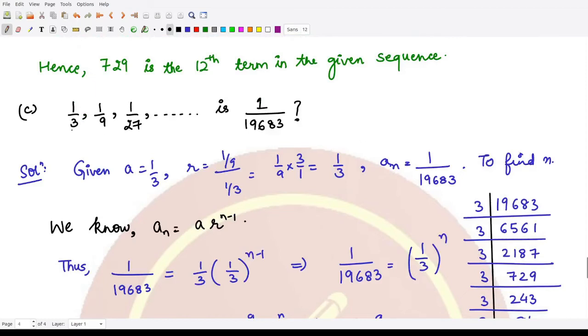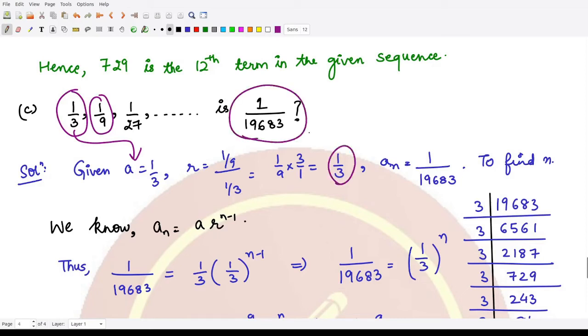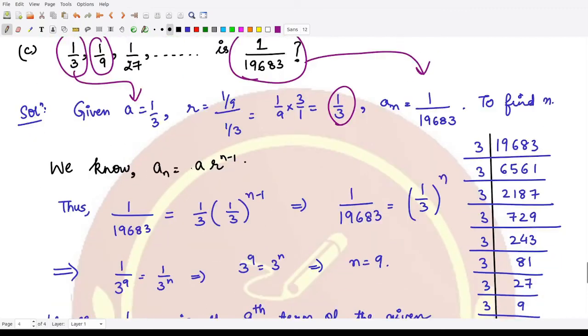For the third part, we are given the first term as 1 by 3. We can calculate the common ratio by dividing the second term with the first term. So we have 1 by 9 divided by 1 by 3, which comes out to be 1 by 3. And this is our nth term. We need to find the value of n. Again, using the nth term formula, we can substitute the value of an, the value of a, and the value of r, and we need to determine the value of n from here, right?